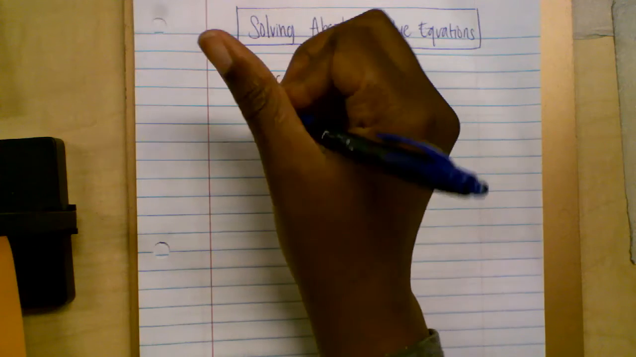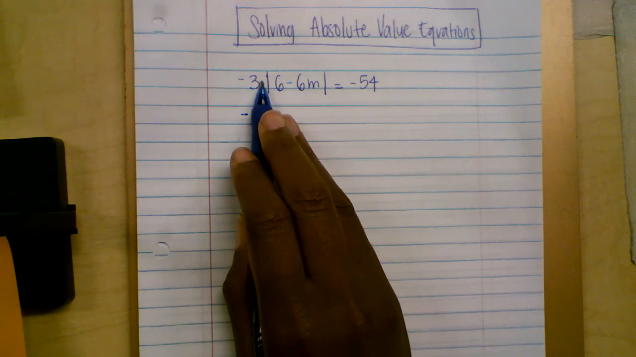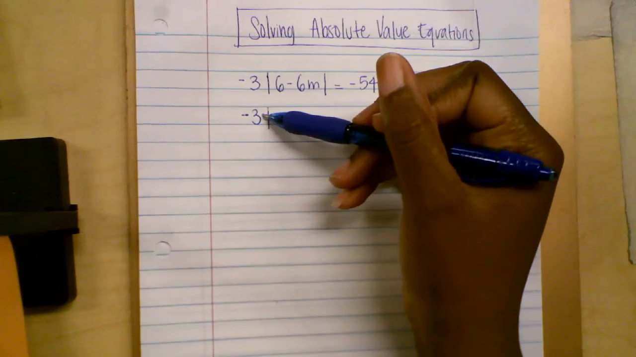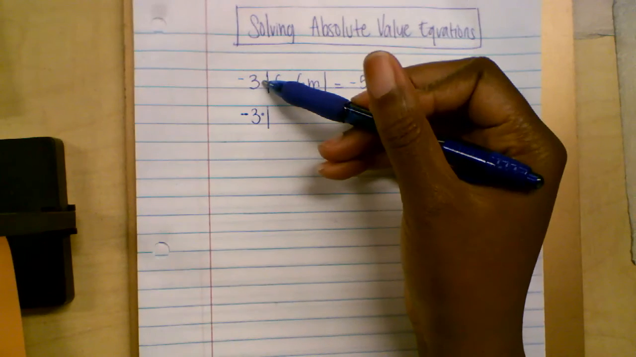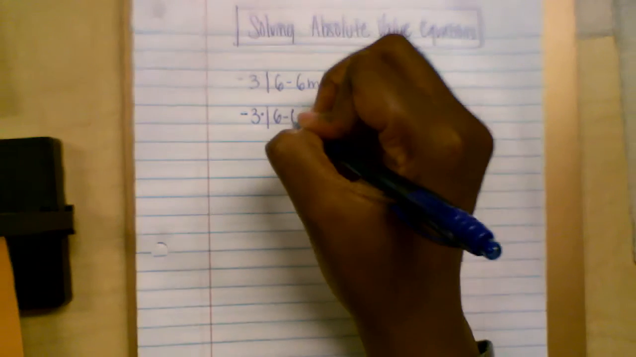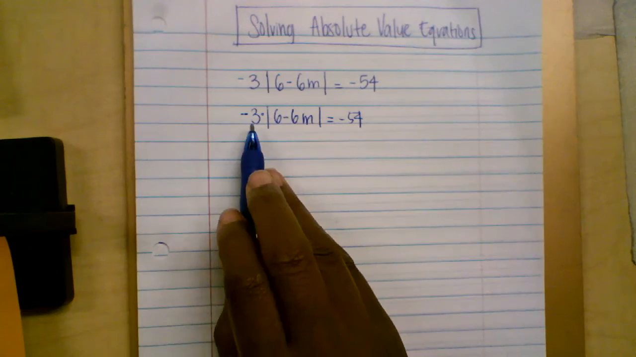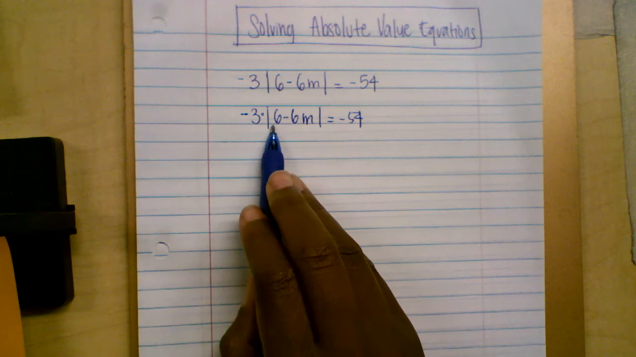So let me just remind you that the -3 is not added to the absolute value. If you don't see any plus, it means there's a multiplication dot. Mathematicians assume that you know that there is an invisible multiplication dot there, okay? You're not adding here. So that's why I'm drawing the multiplication dot. So you see -3 is multiplied to the absolute value.